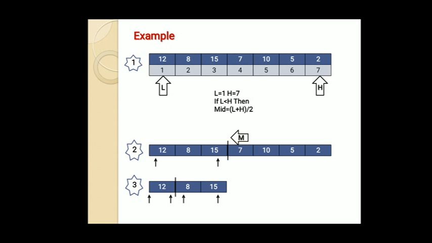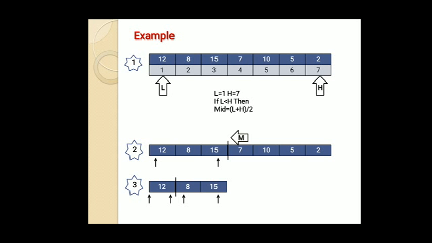So the second half will always be from mid plus 1 to high. As you can look into your algorithm, the second merge sort call will take mid plus 1 to high, the second half. The first half would be low to mid. The second half will always be from mid plus 1 to high. So this is how it happens.